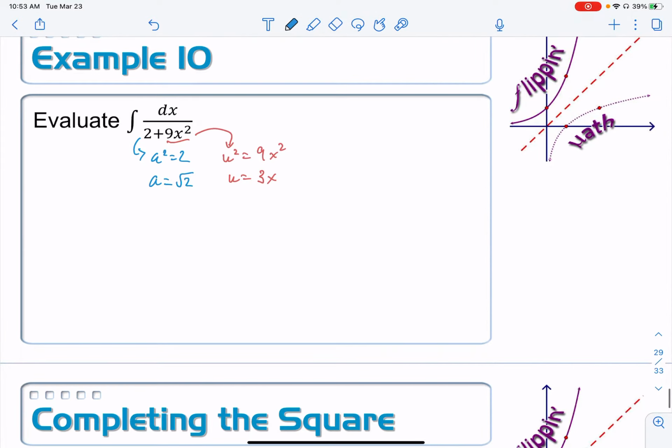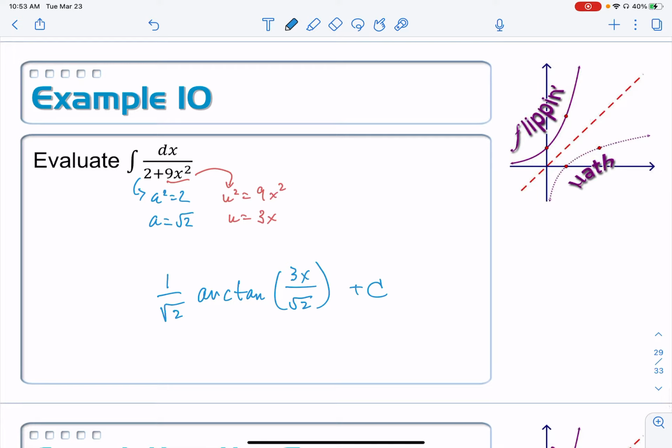So the antiderivative here should be 1 over a, so it's 1 over the square root of 2. Don't even worry about fixing it. Leave it like that. Arctangent of u over a. And our u is 3x, and our a is the square root of 2. Again, don't worry about fixing it, and by fixing it, I mean rationalizing it. You can leave it just like that. It's perfectly okay. And it's done.